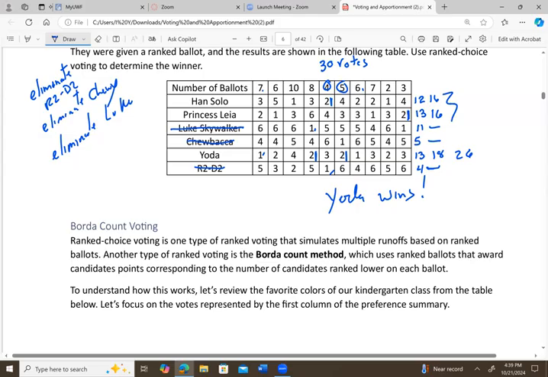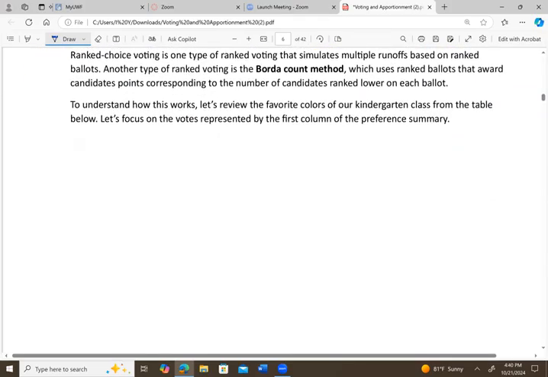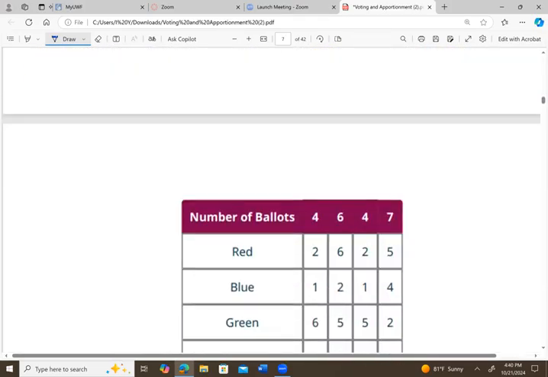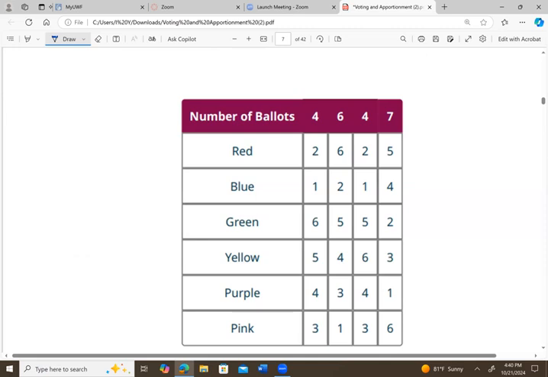To understand how this works, let's review the favorite colors of our kindergarten class from the table below. Let's focus on the votes represented by the first column of the preference summary. So right now we're going to just look at this column here.